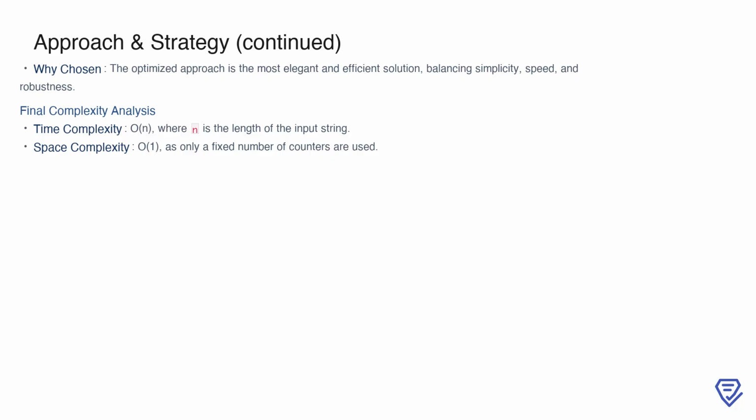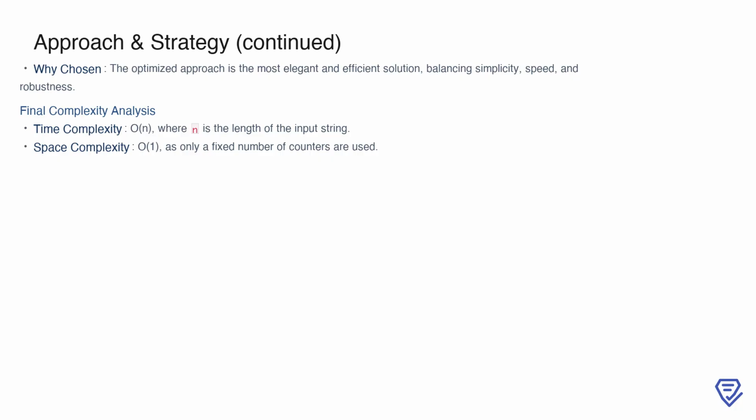The time complexity is O(n), as we process each character in the input string exactly once, and the space complexity is O(1), since we only use a small, fixed set of counters regardless of the string length. This makes the solution scalable to very large inputs. Compared to the brute force method, which is both slow and memory intensive, the optimized approach is significantly faster and easier to implement. It is the most practical and effective strategy for solving the problem, making it the clear choice for this task.